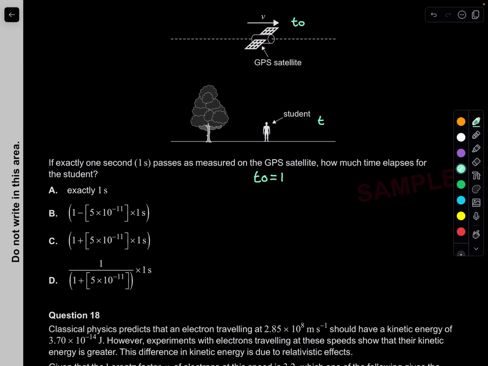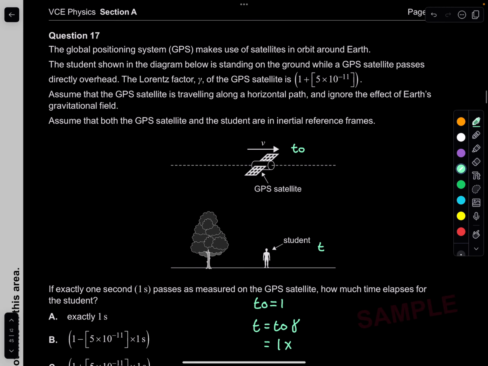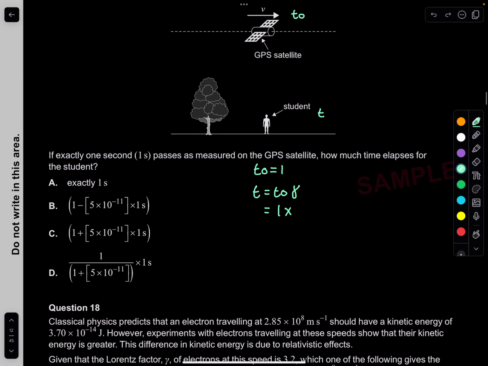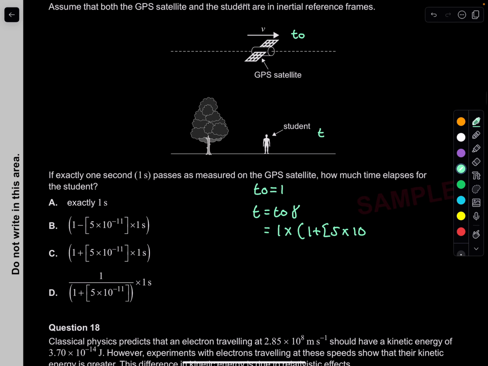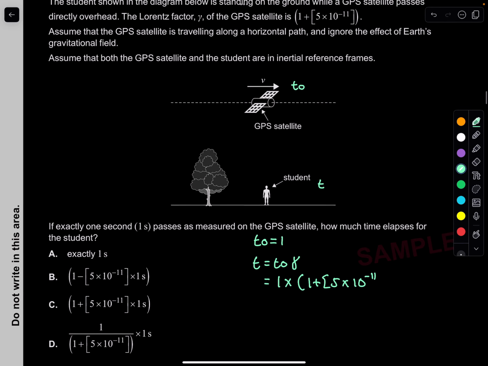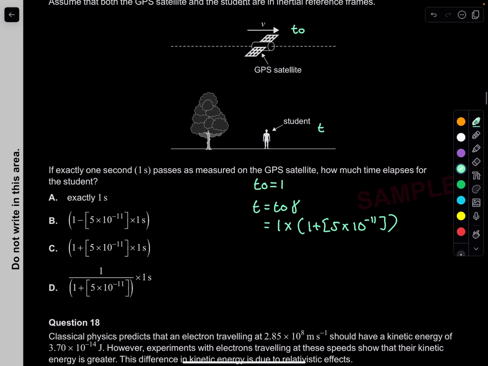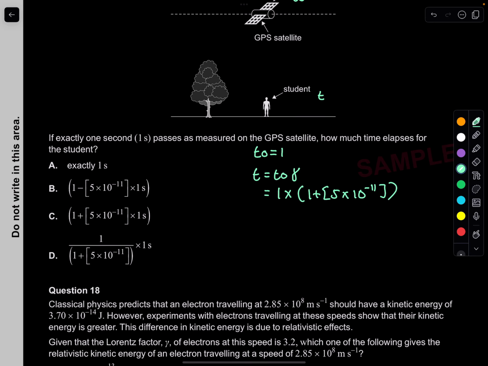How much time elapses for the student? So what's the time that's been measured by the student? That's your dilated time. Remember, dilated time is just your proper time times your gamma, your Lorentz factor, which is 1 times this big number, this whole thing here. So 1 plus 5 times 10 to the negative 11. Beautiful. That's what they're looking for. Which one looks like that? Looks like C is your answer. Yep, 1 times 1 plus 5 times 10 to the negative 11. That looks good. Perfect.